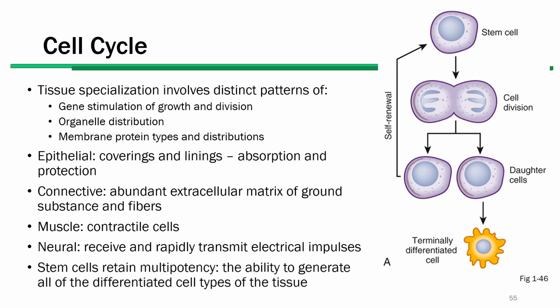Stem cells are where these all start. And stem cells retain their multipotency, which is the ability to become any kind of terminally differentiated cell. So it can become a muscle, it can become a bone. A stem cell can be anything. And so the stem cells are where we start with that process of growth.